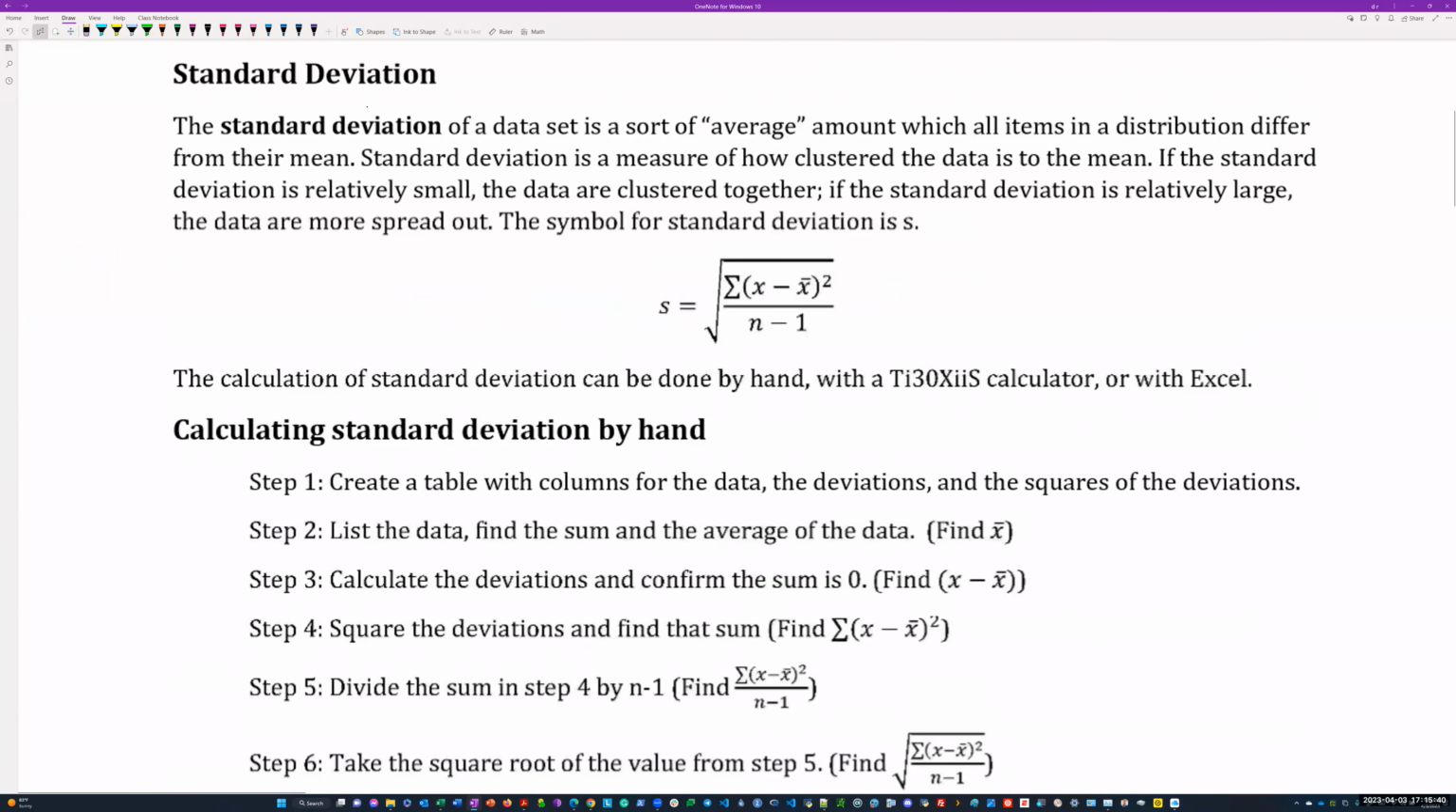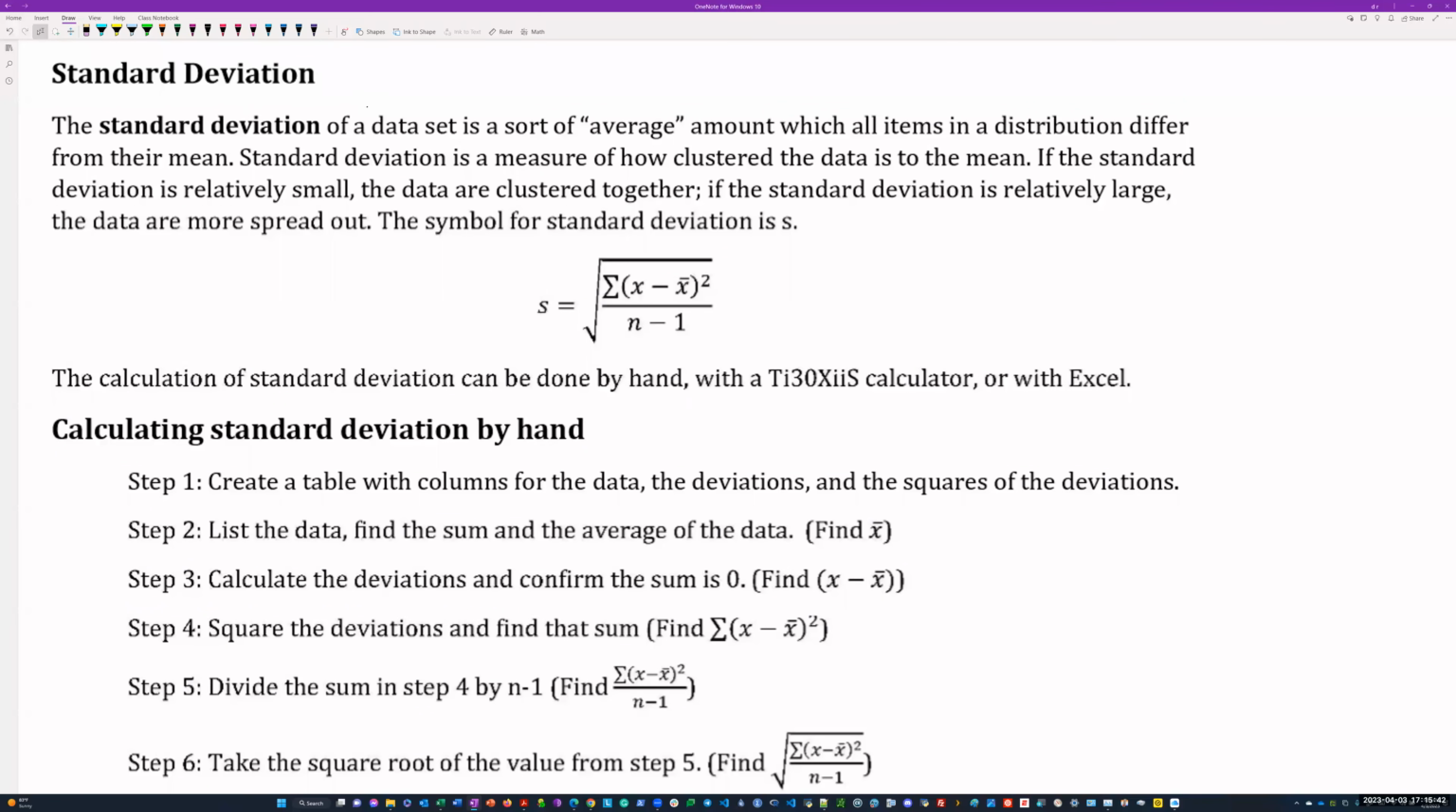All right, so now they start talking about standard deviation. The standard deviation is a sort of average of the amount by which items in a distribution differ from their mean. The standard deviation is a measure of how clustered the data set is to the mean. If the standard deviation is relatively small, the data set is clustered together. If the standard deviation is large, the data set is more spread out. The symbol for standard deviation is S. The symbol for sample standard deviation is S.